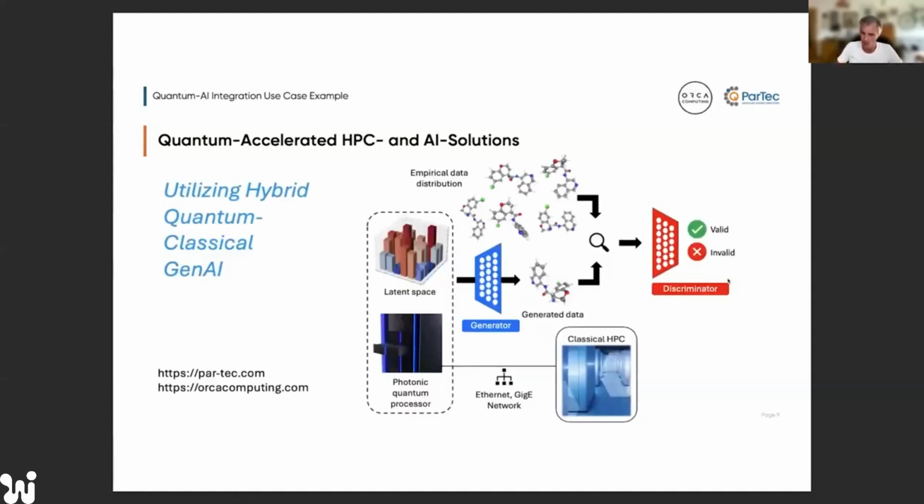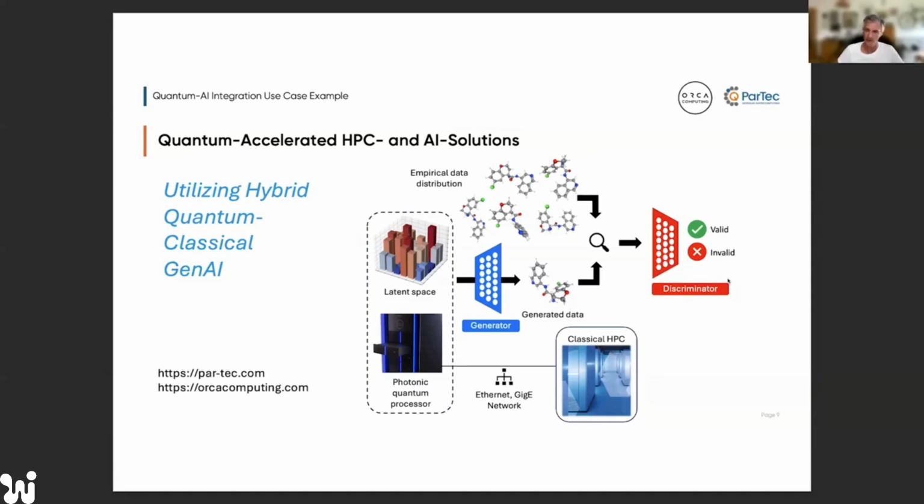I also want to bring one use case example with me. That is an example the UK company Orca Computing does with a British oil company, and they use this quantum accelerated HPC AI solution. Utilizing quantum classical Gen AI means in that area that quantum only brings a very, very specific and tiny piece of a whole classical workflow, right?